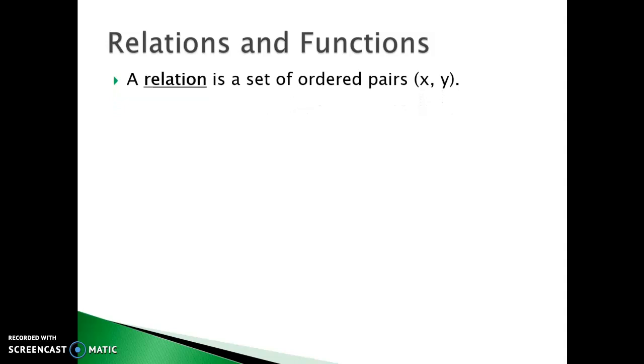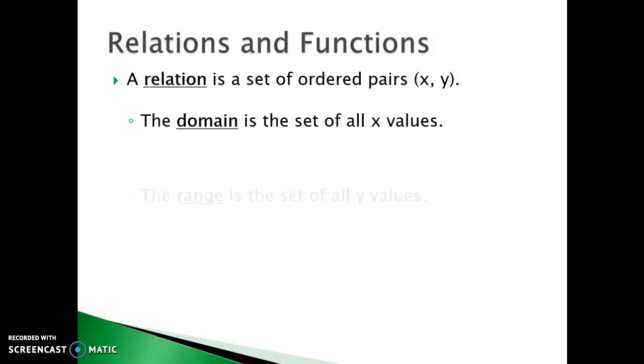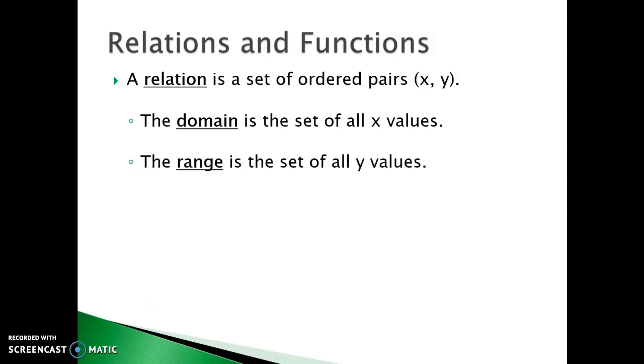So the first vocabulary word is a relation. That shows a relationship between the set of ordered pairs x comma y. The set of all x values is considered to be your domain, and the set of all y values is considered to be your range. Now, if you feel like I'm going too fast and that it's too hard to write down all the words, remember you can always pause the video, write everything down, and then press play again, and then you'll be all caught up. Okay? So again, the set of all x values is the domain, and the set of all y values is the range.